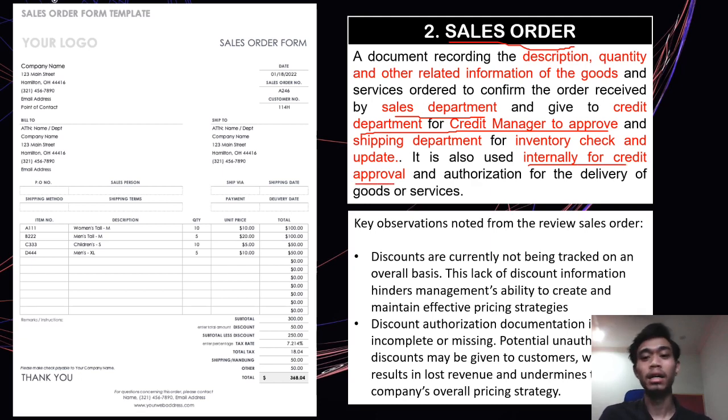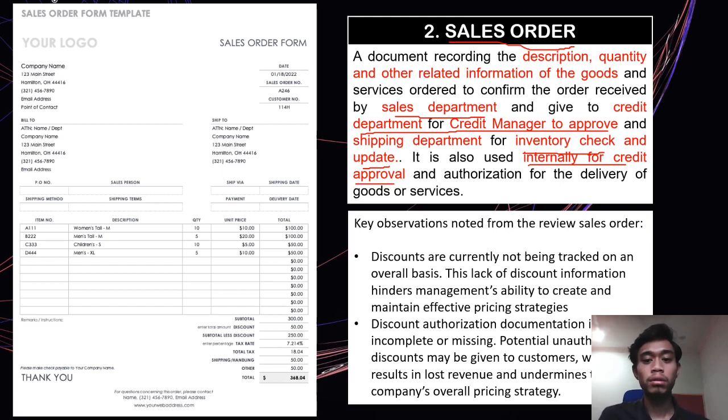As I said earlier, the sale order is issued by the sale department and given to the credit department for credit approval, and to the shipping department for the inventory check and update. Okay, here there are two. This means the sale order has two functions. The first one, it is given to the credit department for credit approval, and to the shipping department for inventory check and update.